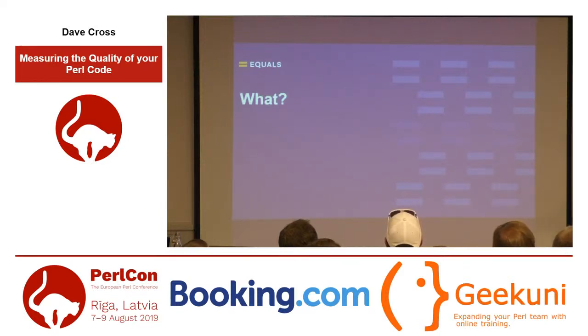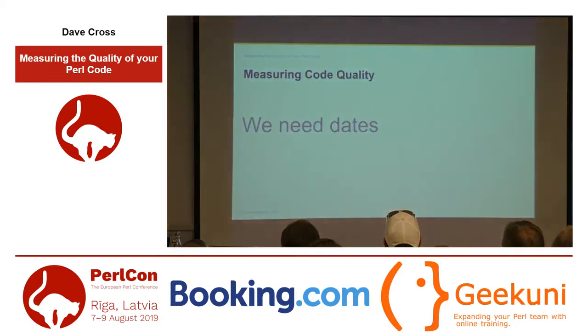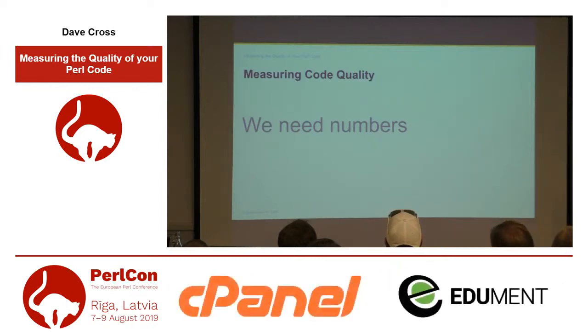What are we going to measure? We need dates, obviously, to put in our graphs, and we need numbers. We need measures of quality. Dates are easy. I'm not going to cover that. Just go to a calendar. But what numbers can we use to measure the quality of our Perl code?